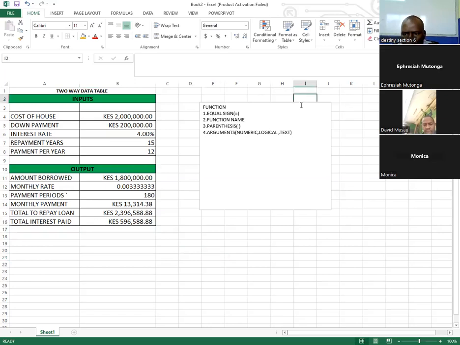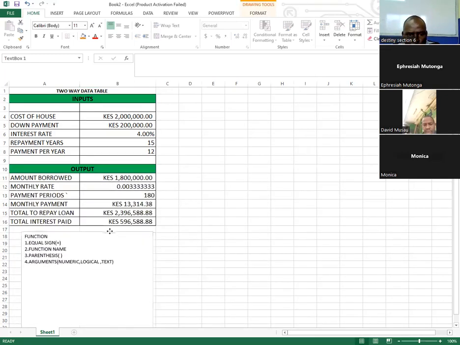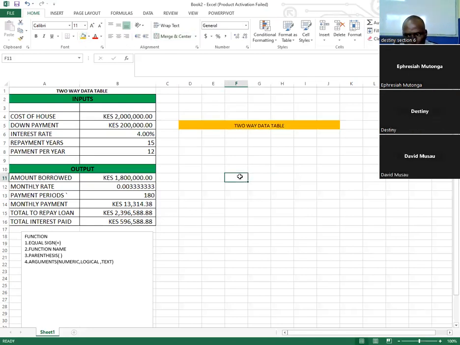So once you have this, what we can do now is I'll show you the concept of the two variable data table. So the two-way data table.